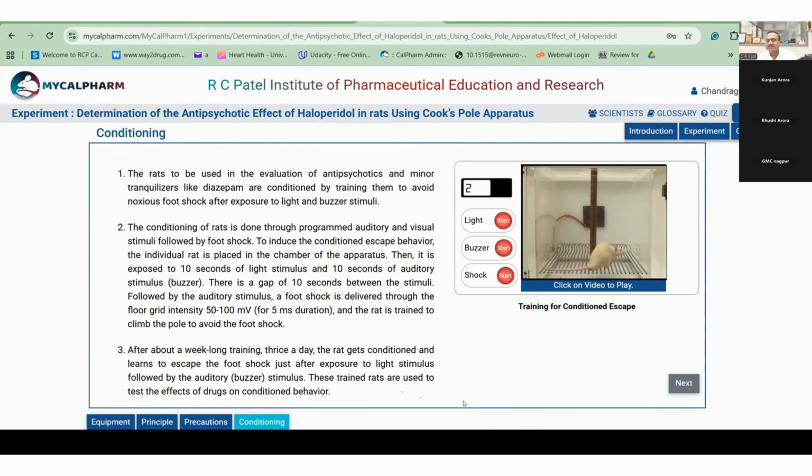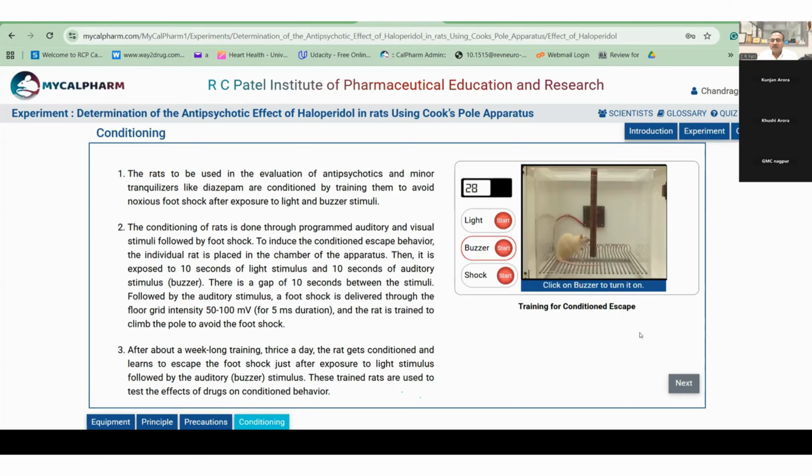So now the rat has been kept in the Cook's pole apparatus. It is slightly exploring its surroundings. Now we want to give it a light signal, or light stimulus. When you click on this, the light signal will go on. The animal has become conscious that the light signal has been put on. And then after 10 seconds, when this light signal has gone off, we'll be giving a buzzer signal.